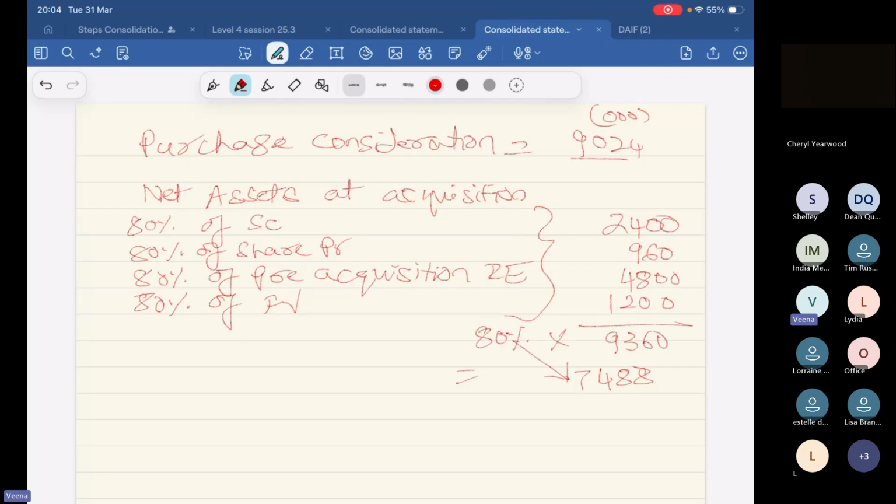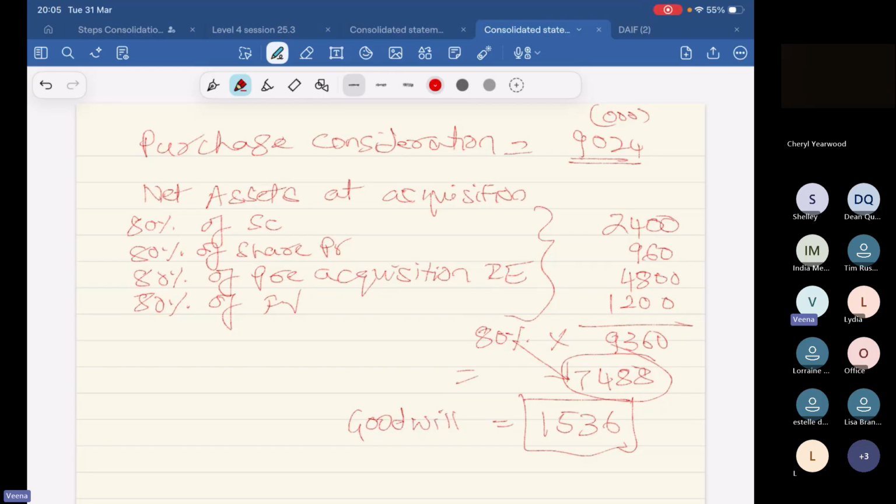But they have paid 9,024, and what they have taken over is only worth 7,488. So they have paid that extra amount as goodwill. So goodwill is 9,024 minus 7,488, which comes to 1,536. If I add the three zeros at the end, 1,536,000 is the goodwill.